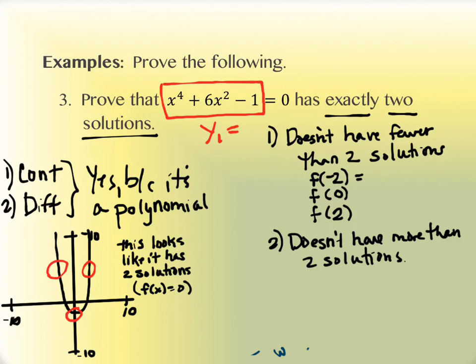41? I have 39 written down. 39? Maybe there's a sign wrong. Did you do +1 in the end instead of -1 maybe? It's okay. What do you guys get for f of 0? That's -1. And how about f of 2?